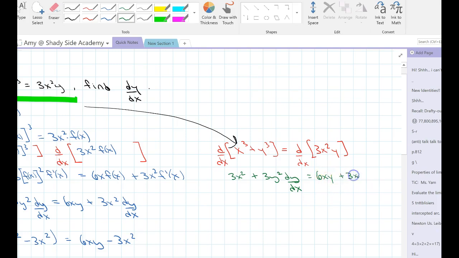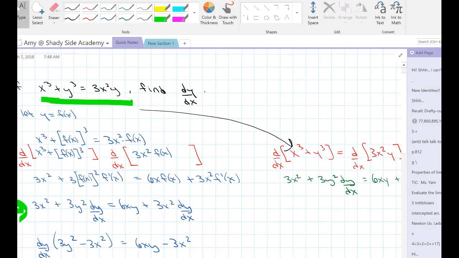Plus 3x squared. Now the derivative with respect to x of y, which is just 1, you put a 1 here, but then tack on the dy/dx. Okay? And so that is implicit differentiation. What people often forget as you go further along is they'll say, why do we tack on the dy/dx here?